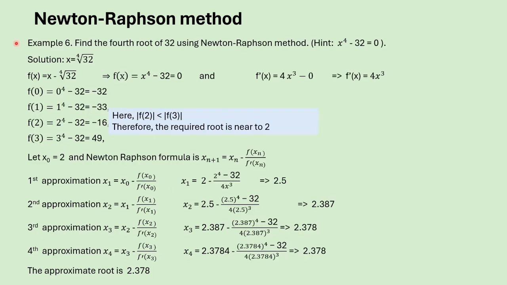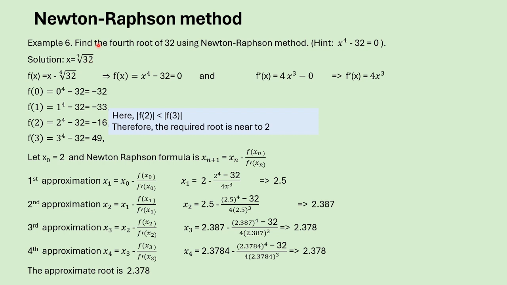Now here in the example 6, find the fourth root of 32 using Newton-Raphson's method. Here hint they have given, we have to take x to the power 4. Fourth root of 32, so we have to take x to the power 4 minus 32 is equal to 0. Okay, let's see how to do it. So here they have given fourth root of 32. So x is equal to fourth root of 32.